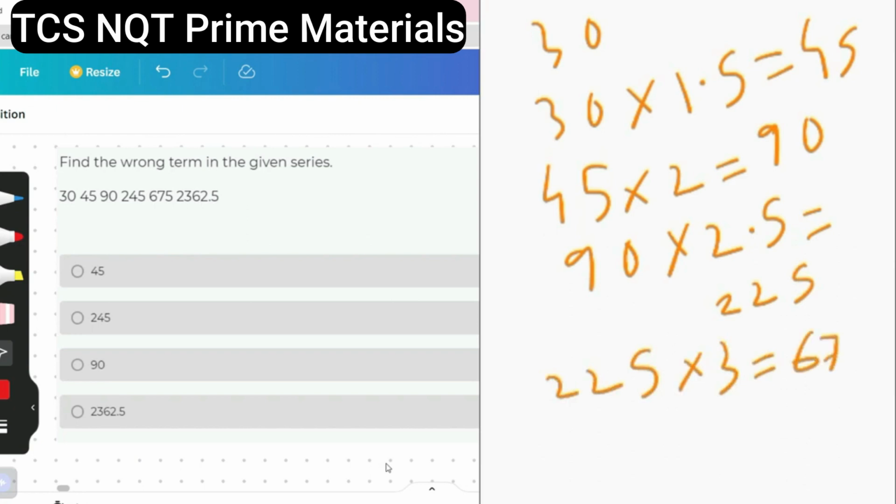So if you see carefully in this problem, you will see that the number in this place is wrong, right? This should be 225, but 245 is given. So 245 is the wrong term in the given series. So option 2 is the correct answer. Okay, let's go to the next question.